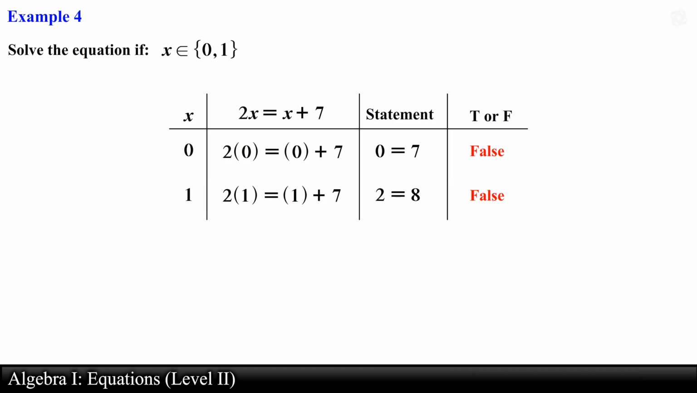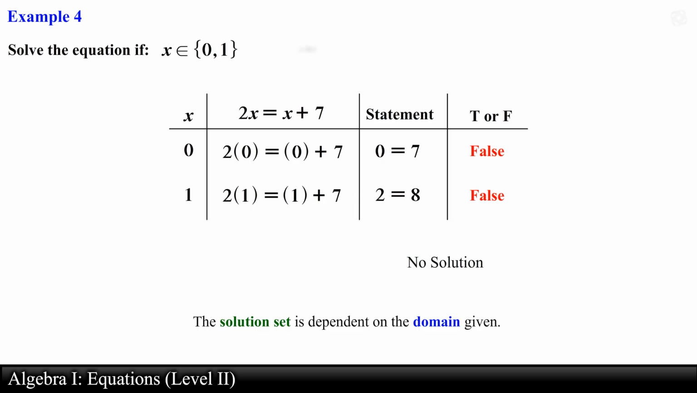Looking at the results, we see that there isn't a single element in the domain that yielded a true statement. This means that the equation has no solution over the given domain. In this example, there wasn't an element in the given domain that yielded a true statement, meaning there wasn't a solution or root that satisfied the equation. Recall that the solution set is dependent on the domain given.